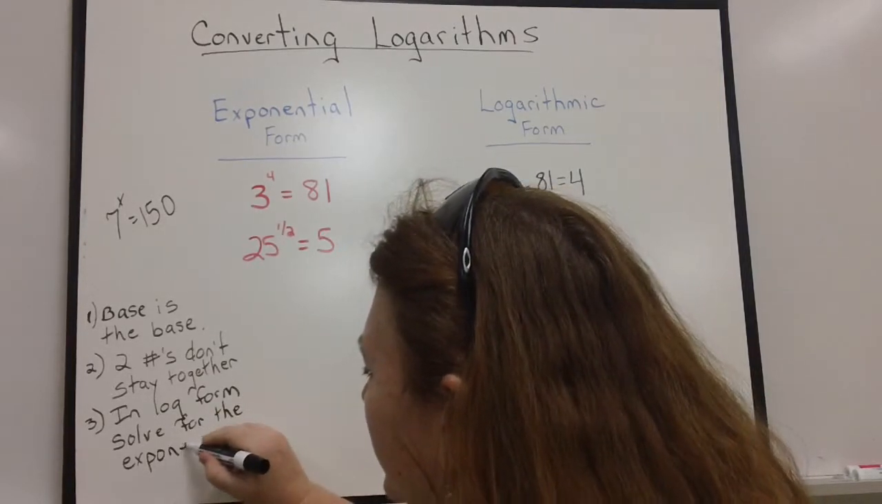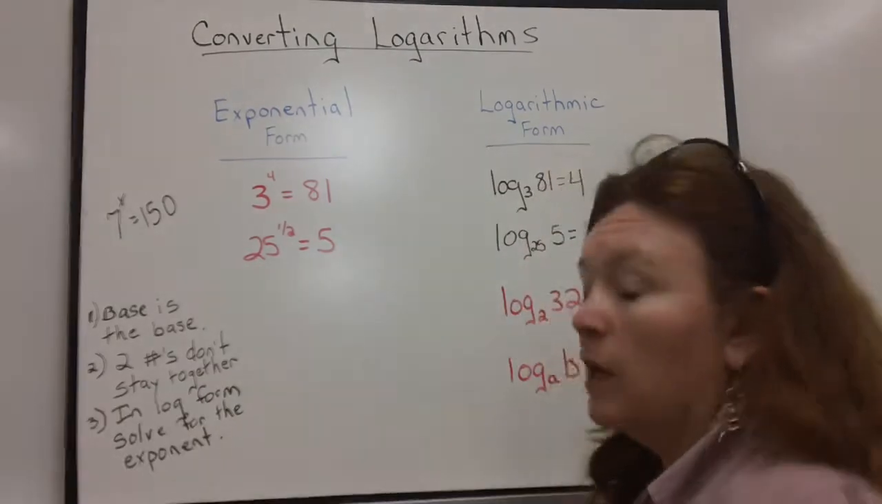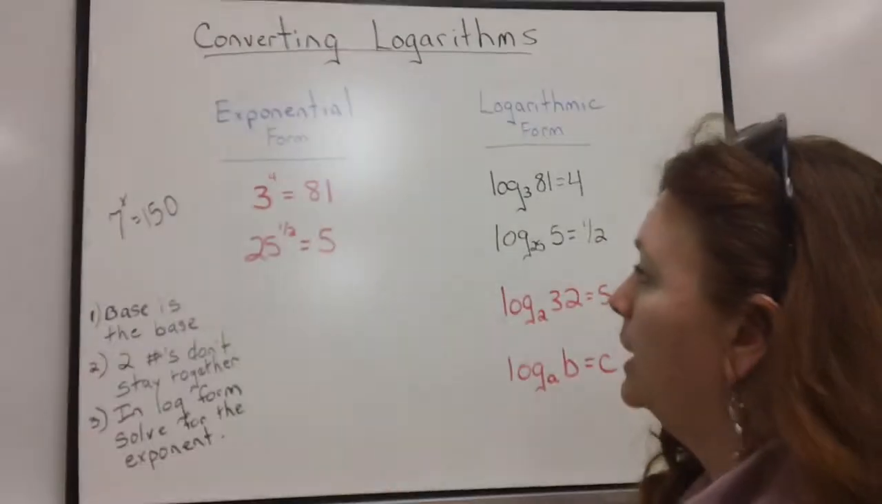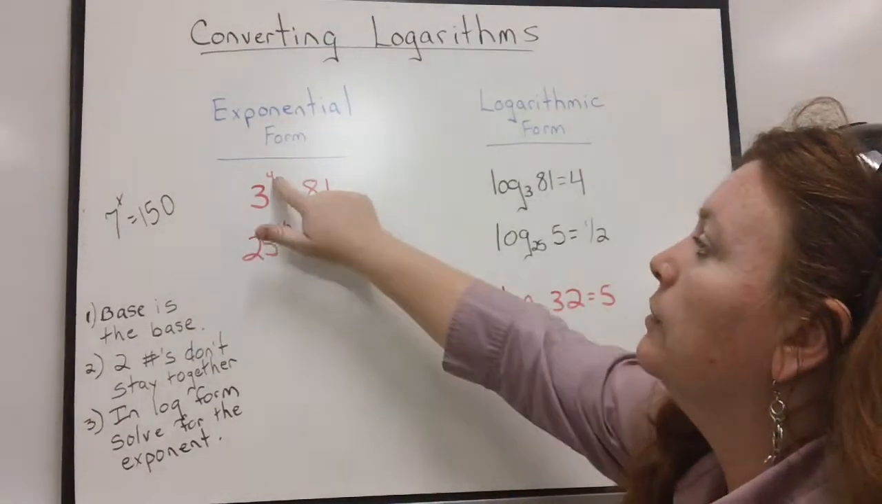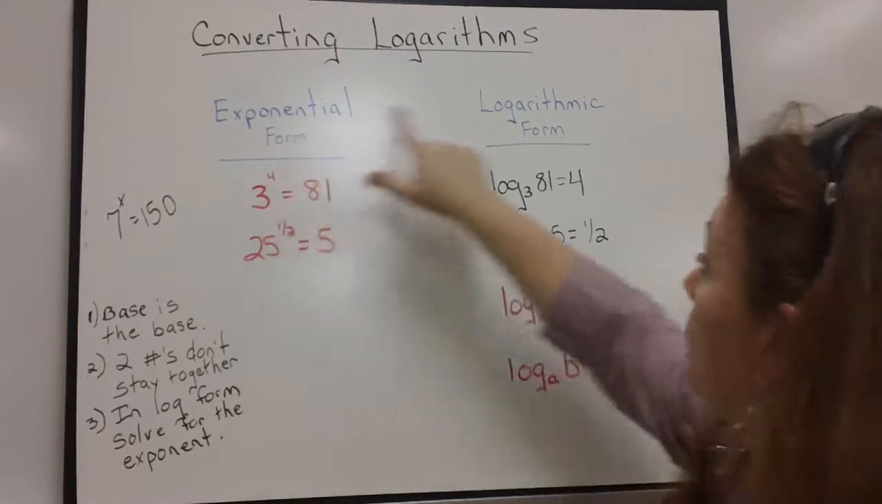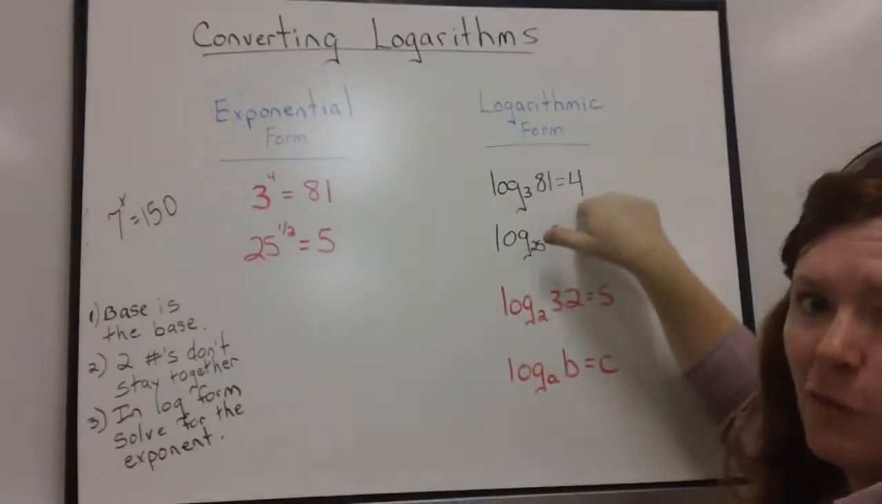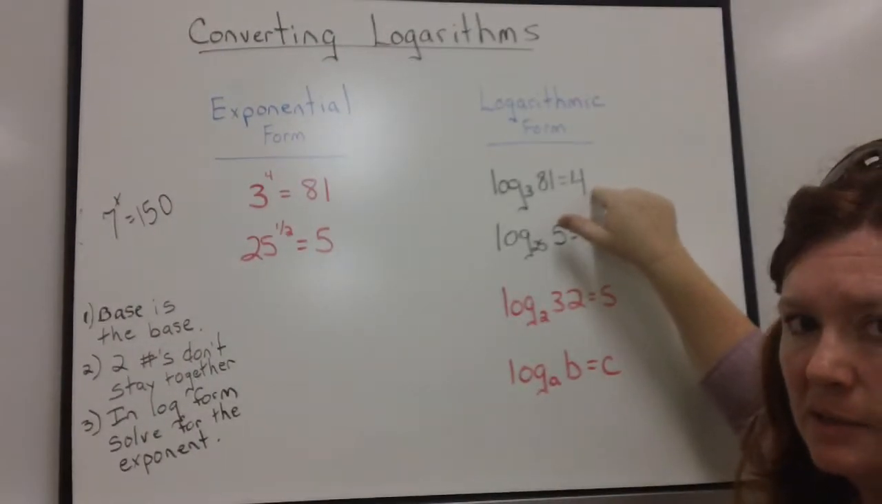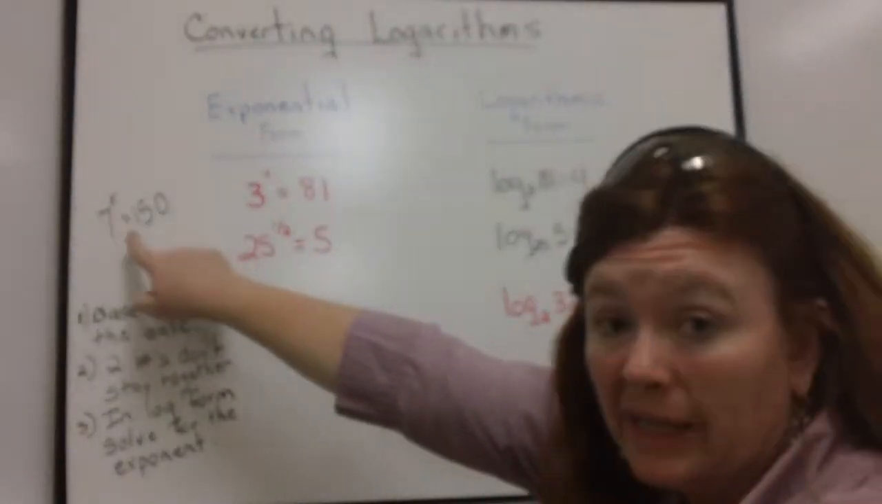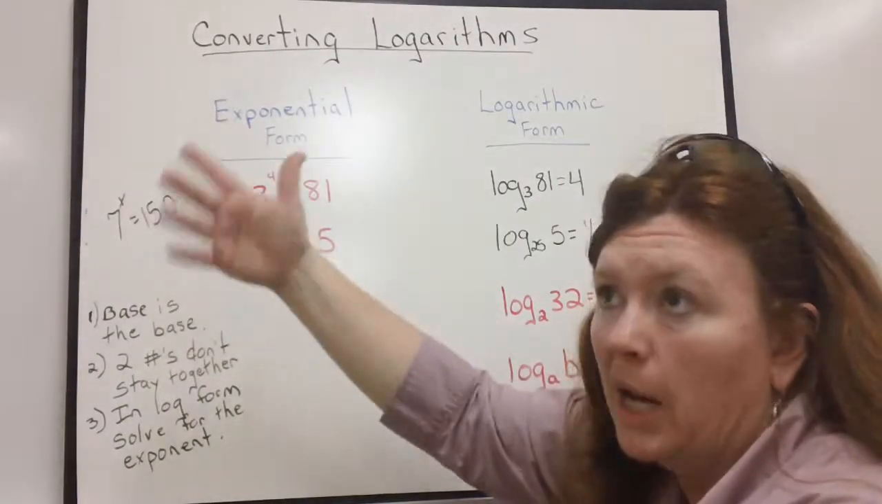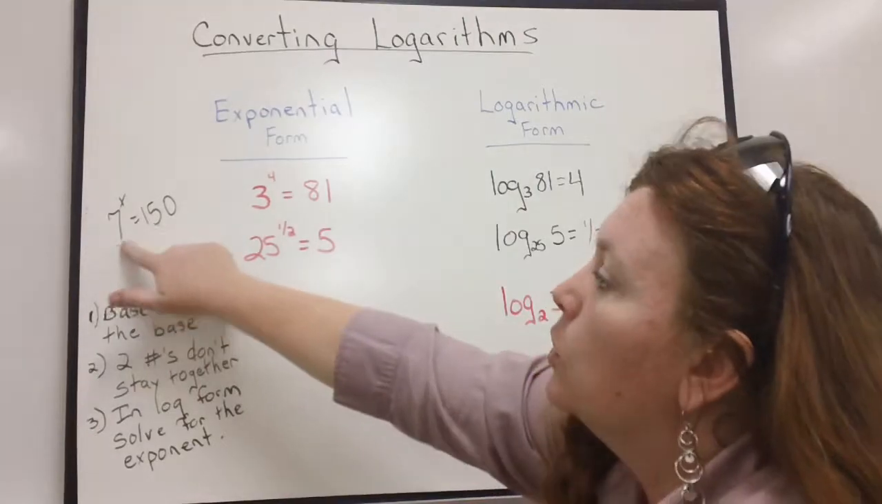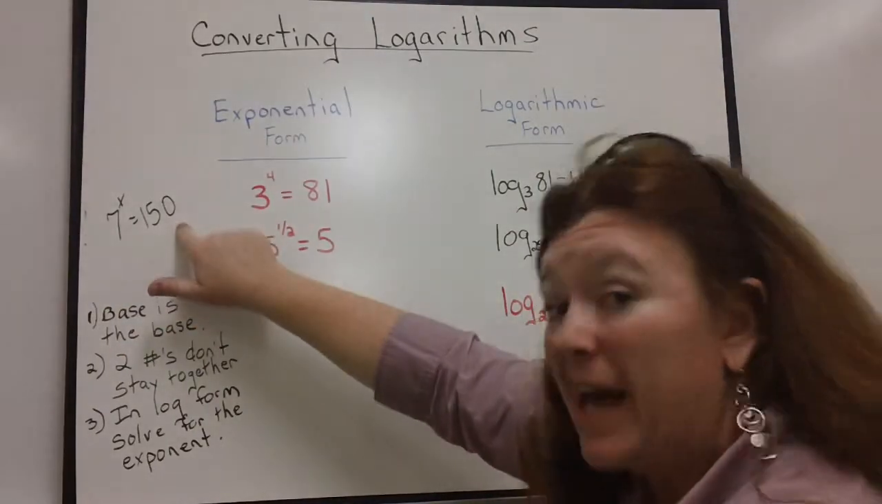Sorry about that. Okay, so in log form you have solved for the exponent. In other words, what's my exponent? 4. When it's in log form, I have solved for 4. 4 is by itself on the equal sign. Now, like I said, remember, usually x is your power, or y, or whatever variable. So our goal is to try to solve for x.